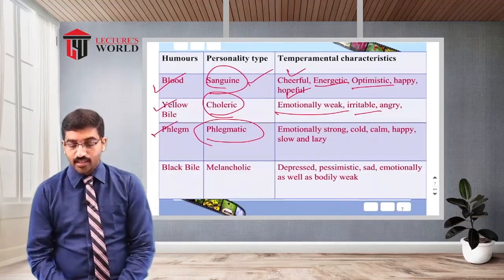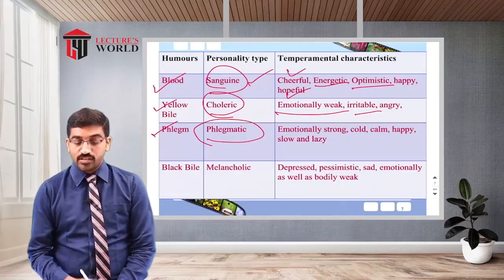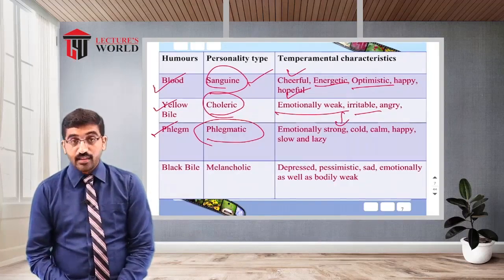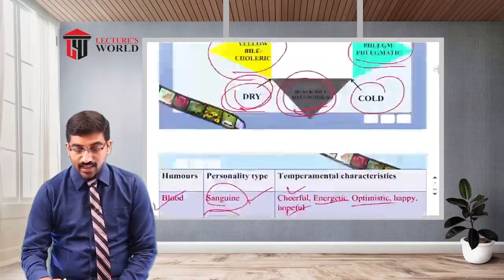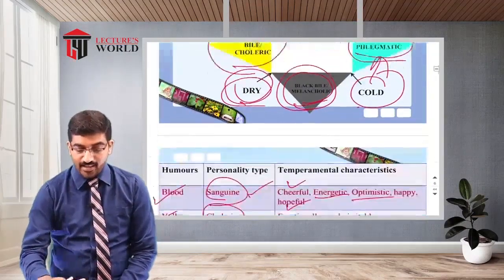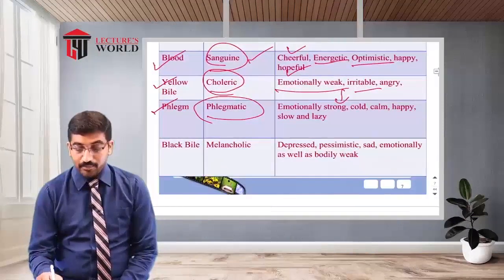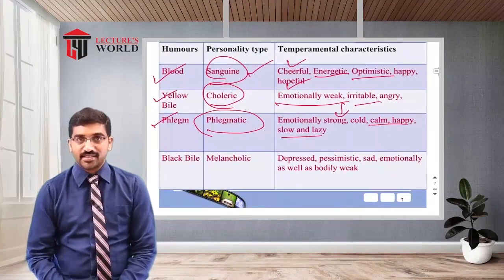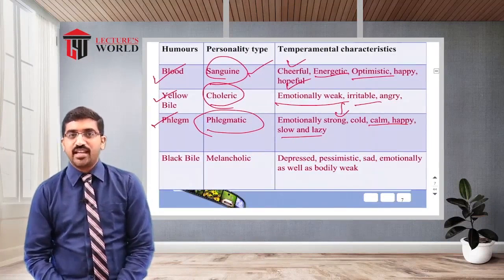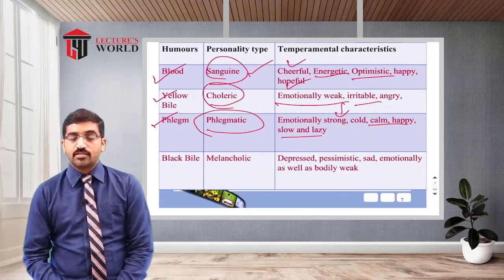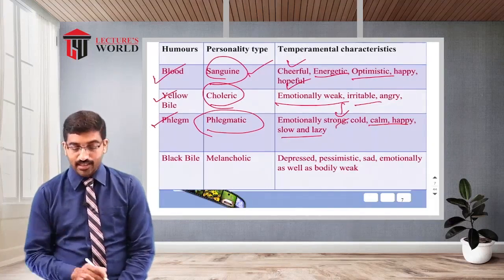Phlegmatic personality. They are very much emotionally strong. Just opposite of this. They are very much strong. They are very cold. You can see in the diagram also, like cold characteristics are there, right? So they are very cold, calm, happy. But the disadvantage part is they are very slow personality and lazy. They do not want to work very hard, or they cannot go very quickly also. Otherwise, they are very strong personality.